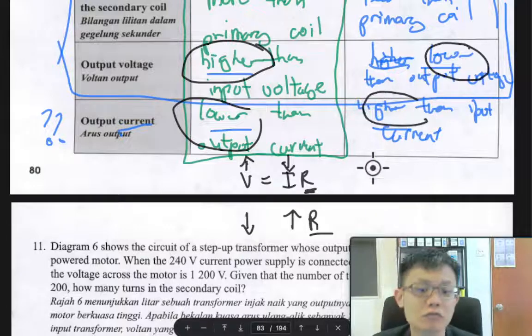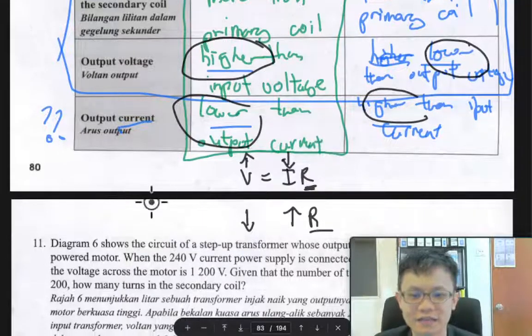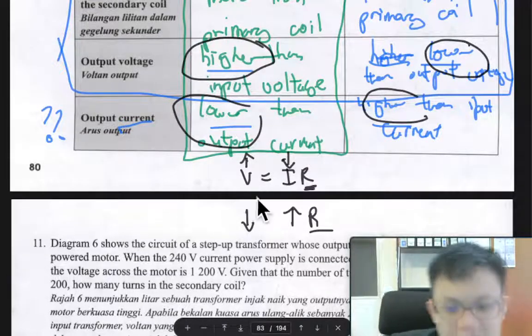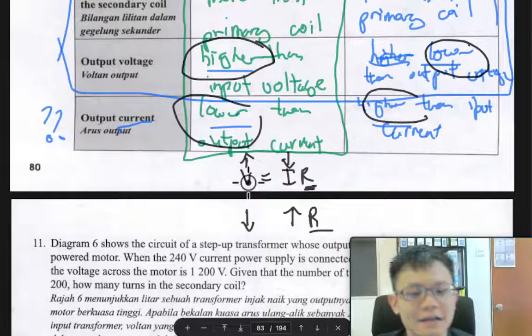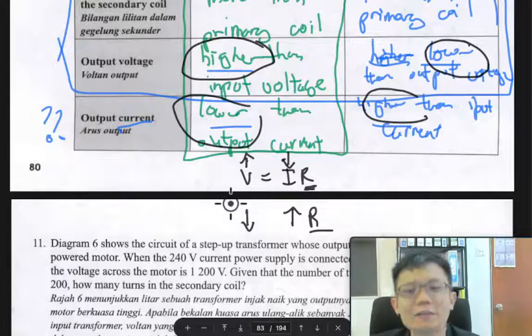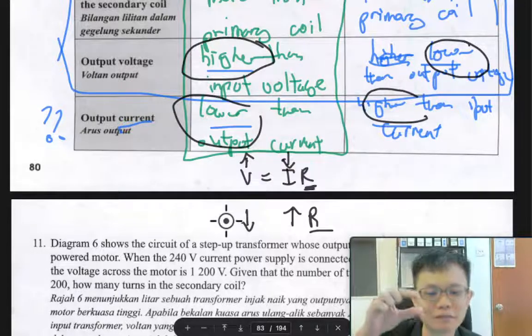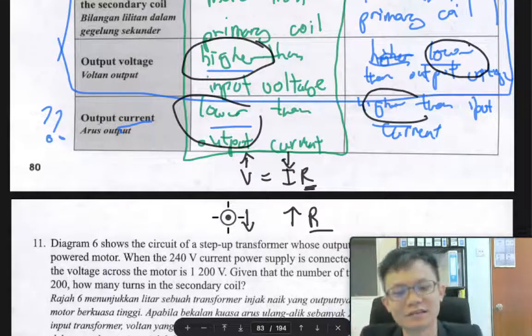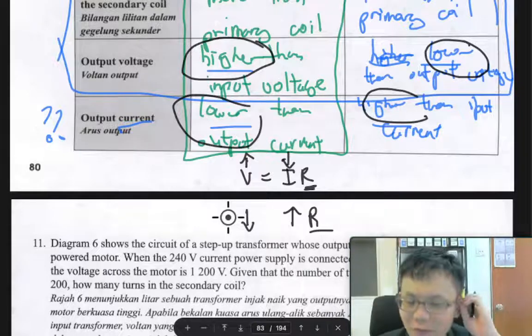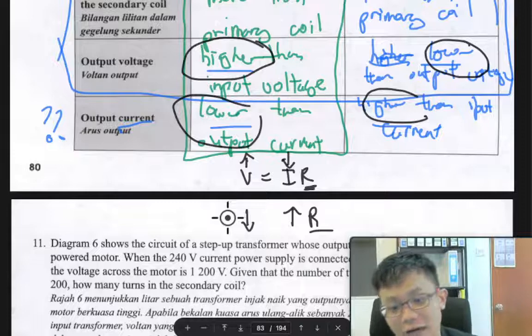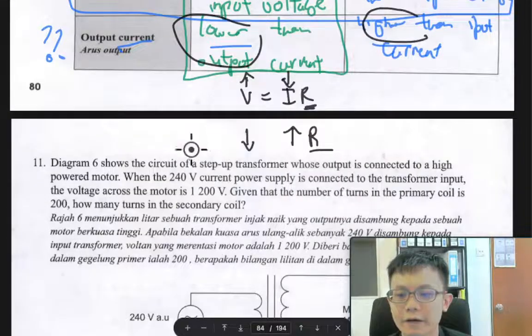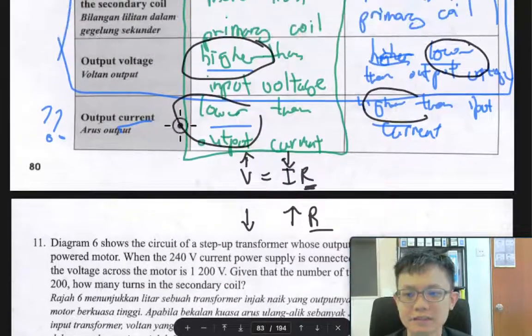It cannot be both high. Both high means free electric already. It means I just put a lot of transformers, then I get a lot of electric, then I don't need to pay TNB anymore. I just need to use one battery, put a lot of transformers until enough for my whole house. But it just doesn't work that way because your current will go down.